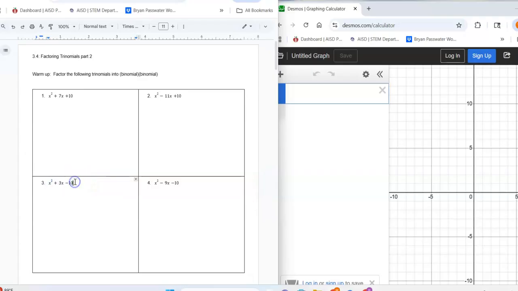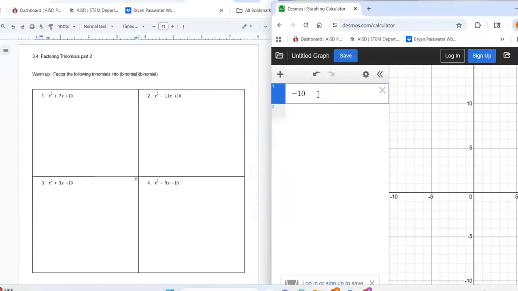Okay, so for number 3, I want the factors of a times c that add up to b. So a is 1, meaning 1x squared. C is negative 10. So I want the factors of negative 10 that add up to 3. Well, the factors of negative 10 that add up to 3 are positive 5 and negative 2. Positive 5 times negative 2 is negative 10, but if you add them together, you get 3. So that's what I want.